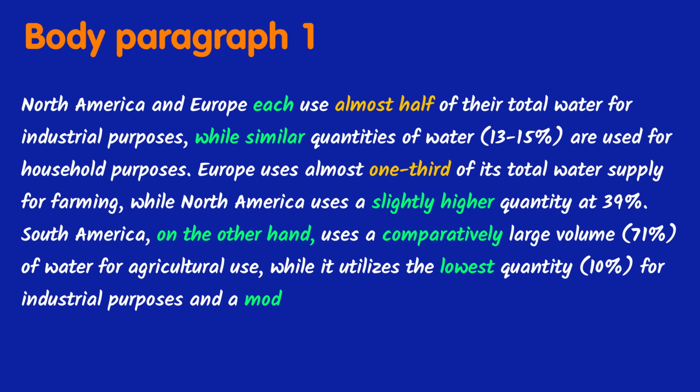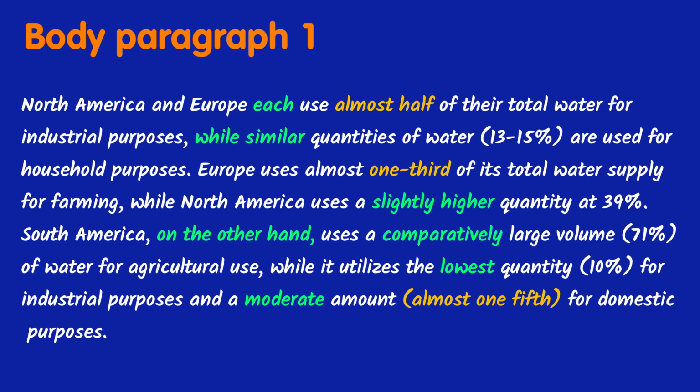At a moderate amount, almost 1/5. This is another fraction that I'm using here for domestic purposes. For domestic purposes. As you can see, it's 19%. So it's not completely 1/5. It's almost 1/5. All right, so beware of using fractions here.